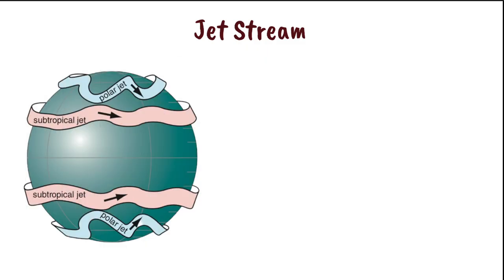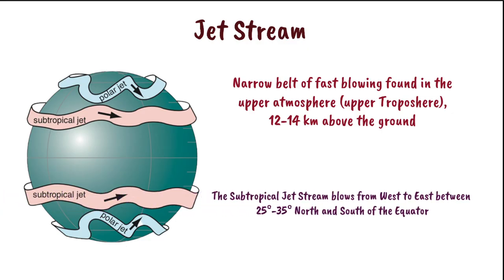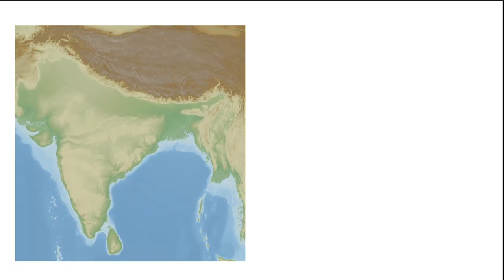It's a narrow belt of very fast moving winds found in the upper atmosphere or upper troposphere, usually at a height of 12 to 14 km above the ground. The subtropical jet stream blows from west to east between 20 to 35 degrees north and south of the equator. To analyze the role of jet stream, first, in winter, the position of the subtropical jet stream.